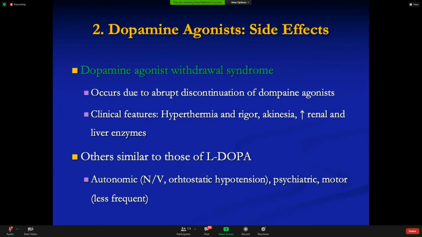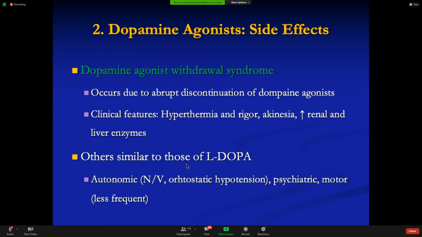Now, their major side effect, dopamine agonist withdrawal syndrome, occurs due to abrupt discontinuation, which you rarely see. Clinical features: hyperthermia, rigor, akinesia, raised renal and liver enzymes. And usually I don't see it so much because those medications are given by the family. They should not be stopped abruptly.